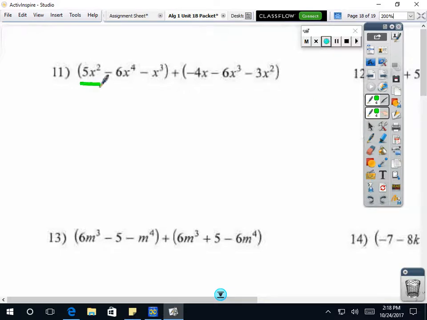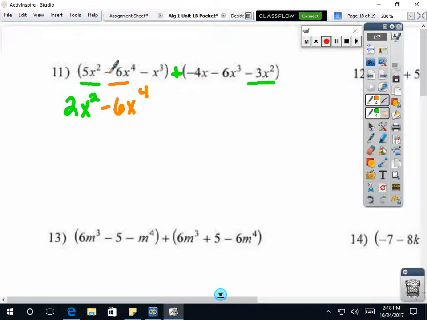For example, 5x squared is like what other term in this problem? Negative 3x squared. So if you're going to add them, what's 5 plus negative 3? 2x squared. Okay, then you move on to the next term. Negative 6x to the fourth can be added to nothing because there's no other term up there that is x to the fourth power. So what do you do with that one? Right, you just drop it down.